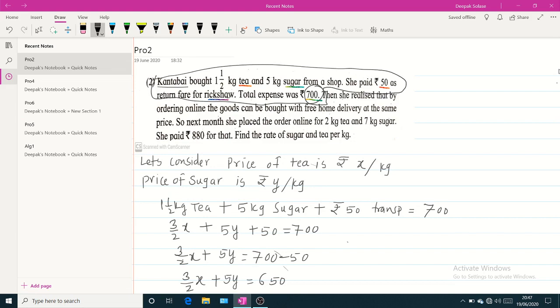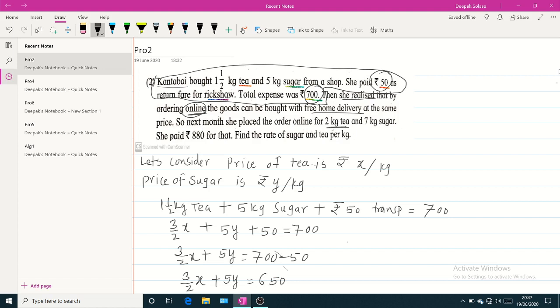Afterward, what happened? She realized that by ordering things online she doesn't need to pay for transport, because previously she paid 50 rupees for it. Now she gets everything home delivered, so she doesn't need to pay for the journey. In the second case, she bought 2 kg of tea.